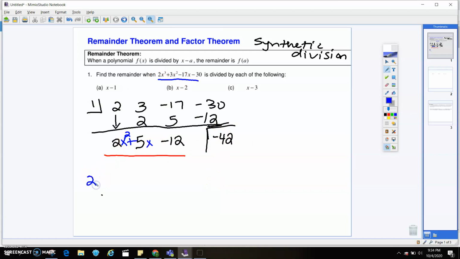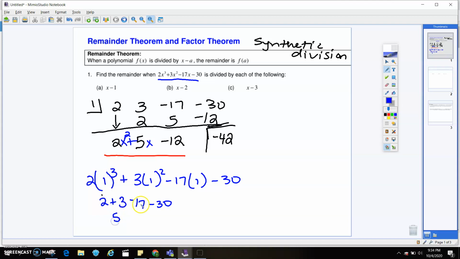So we've got 2 times 1 cubed, and I'm just plugging this into this equation up there, or polynomial up there, plus 3 times 1 squared minus 17 times 1 minus 30. Okay, so let's simplify this. 2 times 1 to the third is 2. 3 times 1 to the second is 3. This will give us negative 17 minus 30. 2 plus 3 is 5. Negative 17 minus 30 is negative 47. If I combine like terms, I'm going to get negative 42. So I could find my remainder by just taking what the divisor is and plugging it into the original equation. Okay? All right, so let's try B really quick.